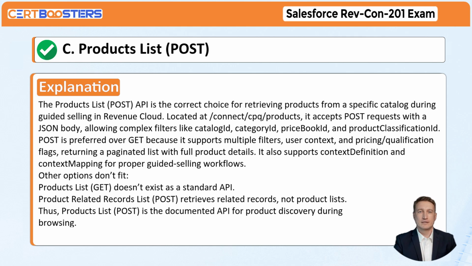Other options don't fit. Products List Get doesn't exist as a standard API. Product-related records list Post retrieves related records, not product lists. Thus, Products List Post is the documented API for product discovery during browsing.